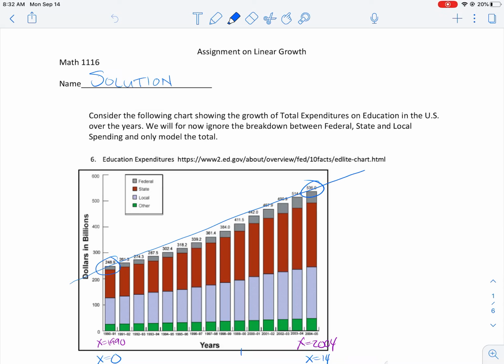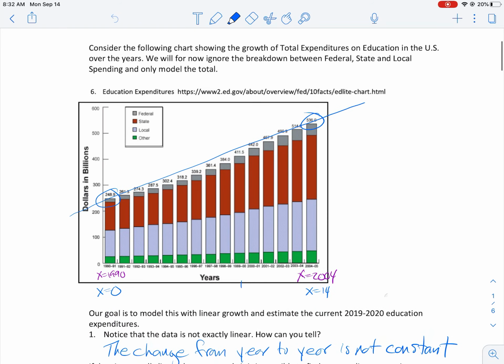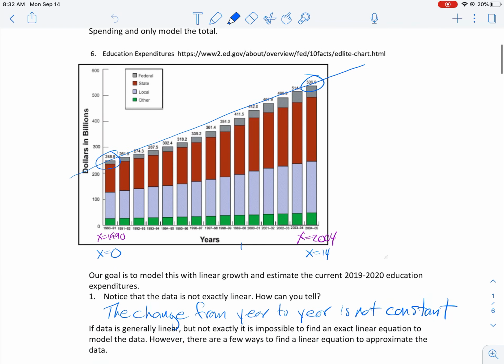I wanted to explain some solutions to the homework set that we just turned back, the assignment on linear growth. Most of you did really well, but I just wanted to talk about some of the ideas that I tried to mention when I graded it. So this first thing is the education expenditures chart.